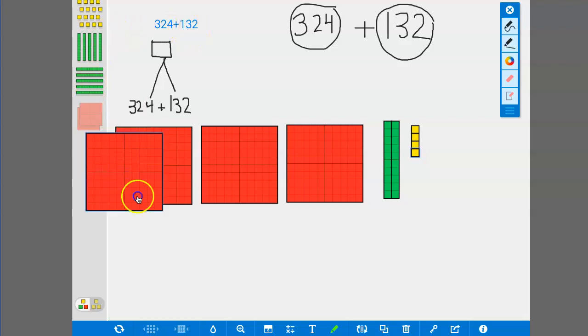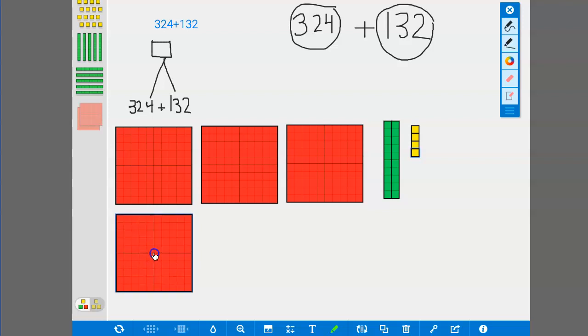All right, now I'm going to decompose 132. So I'm going to take one group of 100. This is called a flat, one flat. I'm going to add 3 10s, 10, 20, 30. And then I'm going to go ahead and add 2 ones. 1, 2.